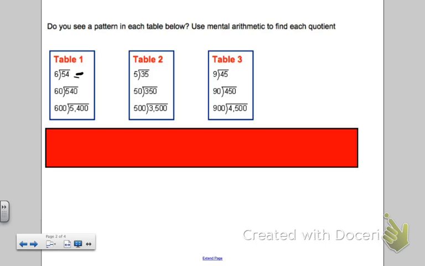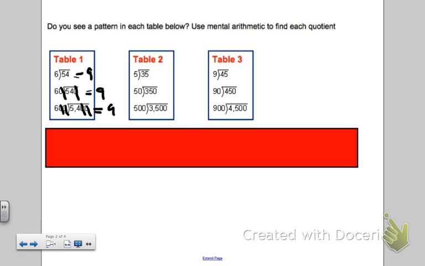54 divided by 6, well, if you know your math facts, you know that that's 9. This problem looks very similar. 540 divided by 60. Guess what? That's also 9, because think of the zeros as canceling out. Same thing here. 5,400 divided by 600, still 9. These two zeros cancel out those two zeros. And you can check it on a calculator if you don't believe me.